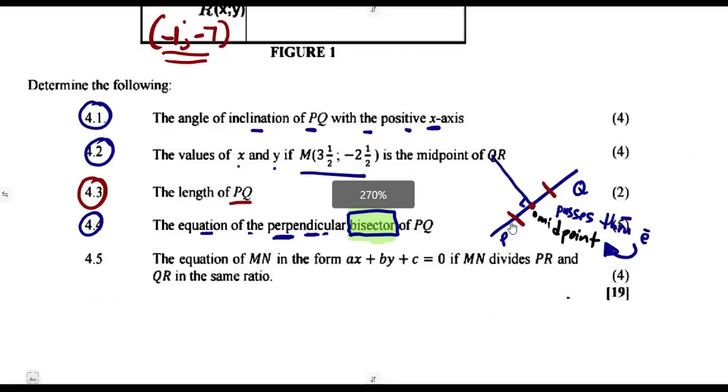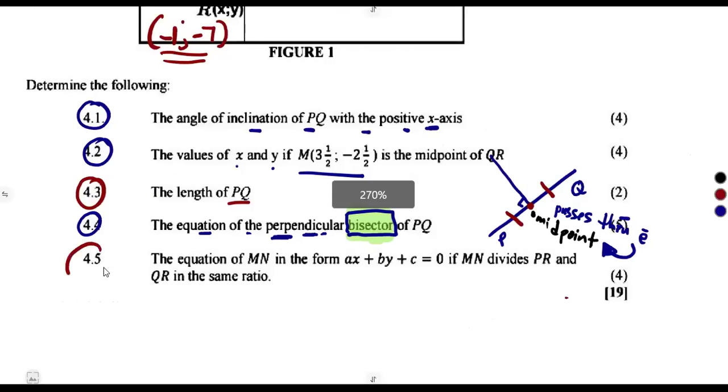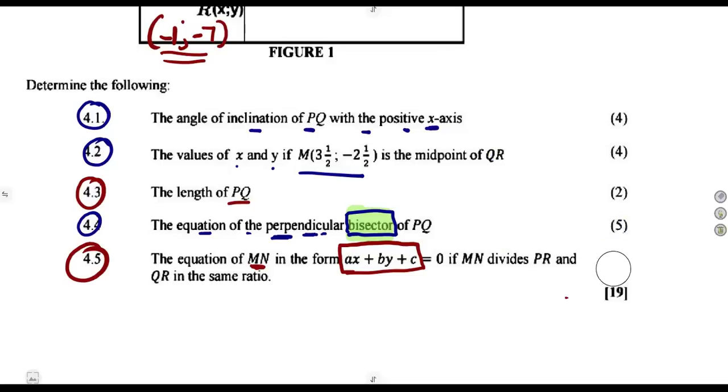All right, let's see another one. They are asking for the equation of MN. In this case we are given a format to use, but you can work with y = mx + c and change your answer to that form later, so do not worry about that. Let's worry about the question. The equation of MN, if, and this is the most important part of our question here, if MN divides PR and QR in the same ratio.